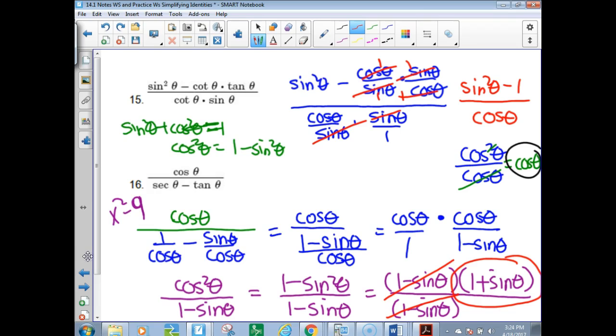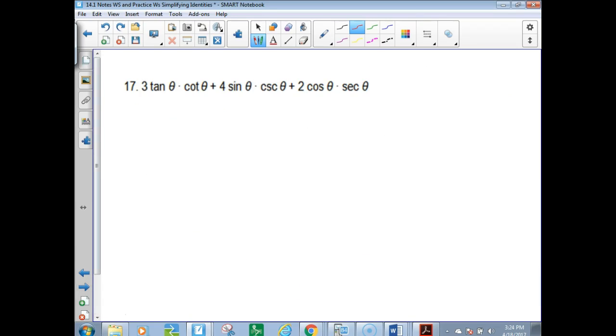Okay, your assignment is on worksheet 14, but I have one last example. Okay, here, this is kind of neat. You'll be surprised what's going to happen.